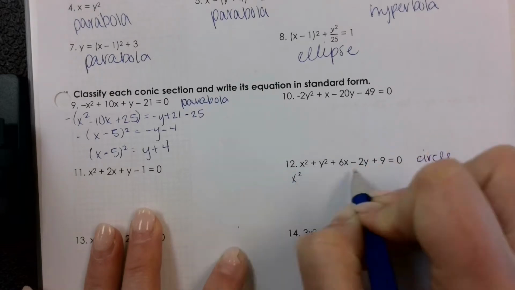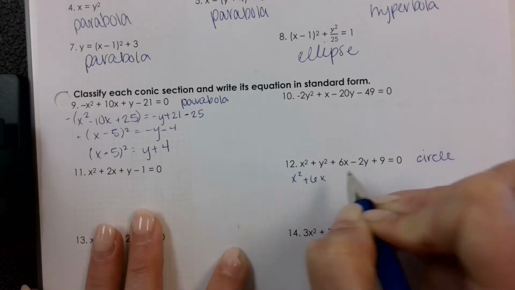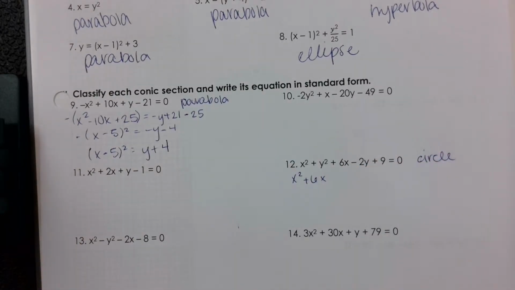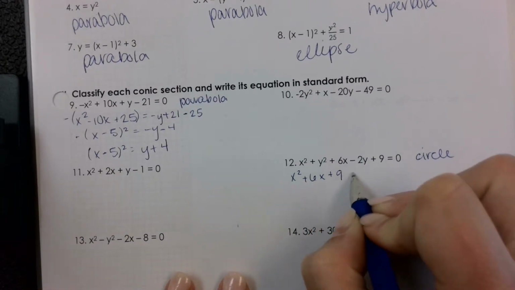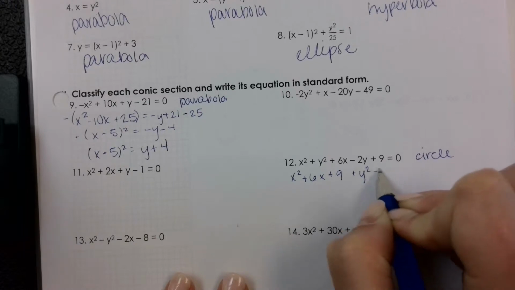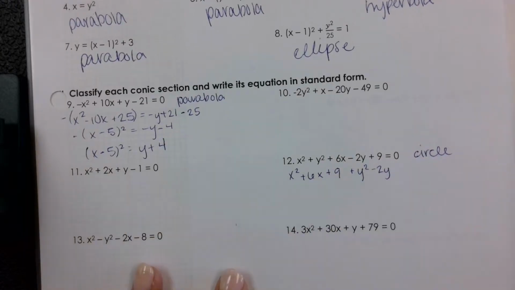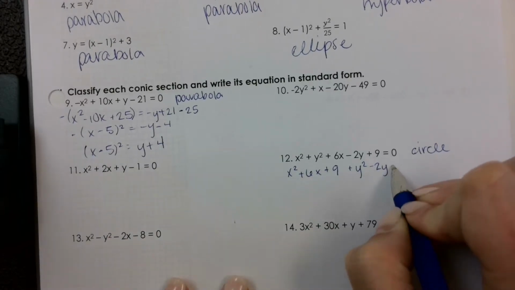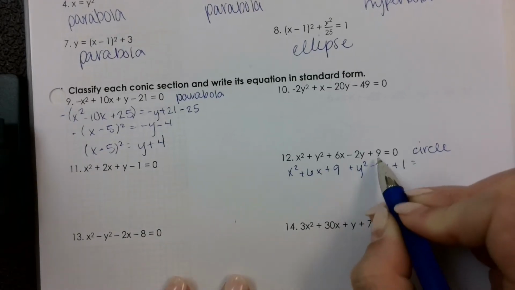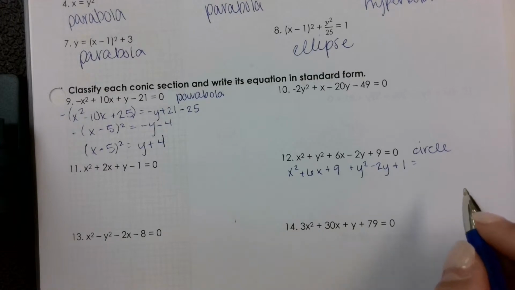So we've got x squared plus 6x, and what would we have to add to complete the square there? 9. Then we're going to have our y's, so that's y squared minus 2y. What do you have to add to complete the square there? So I'm going to move that negative on over.